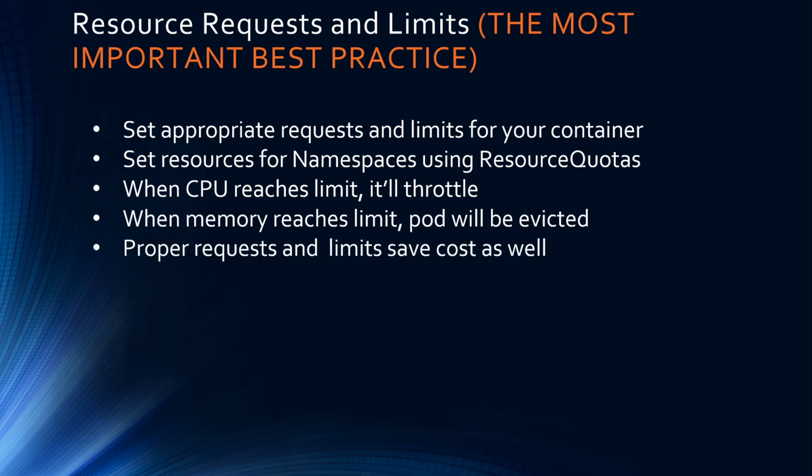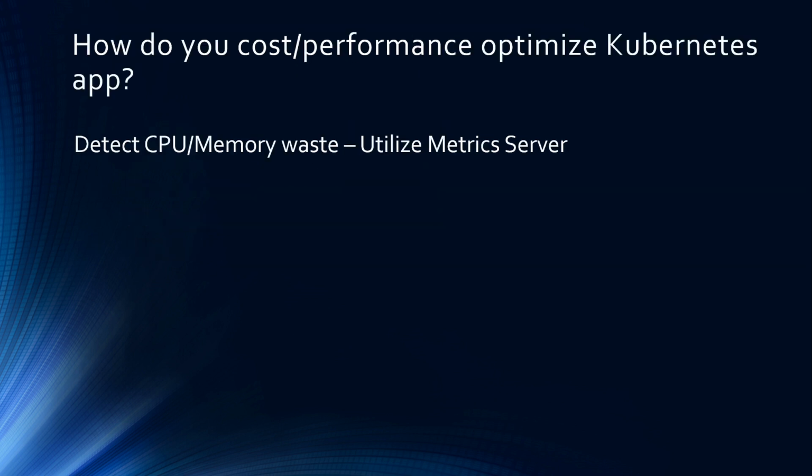Proper requests and limits save cost as well, because you ensure that a container doesn't reserve more CPU and memory than is needed. This is generally the biggest cost factor for applications running in production. And there are a lot of tools to help you with that. Under the hood, the metrics server tells you how much CPU and memory is being used by the container. But to do this manually would be very difficult.